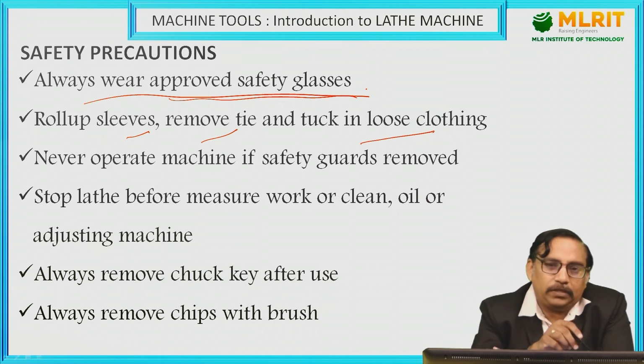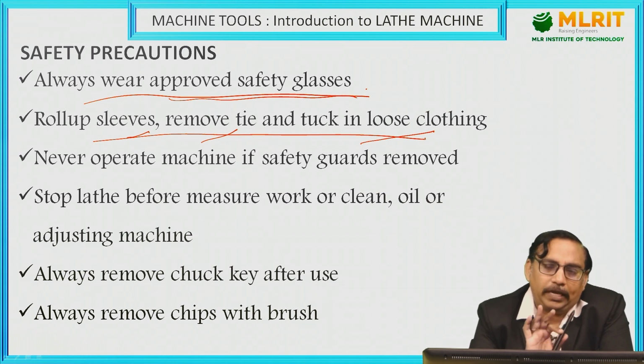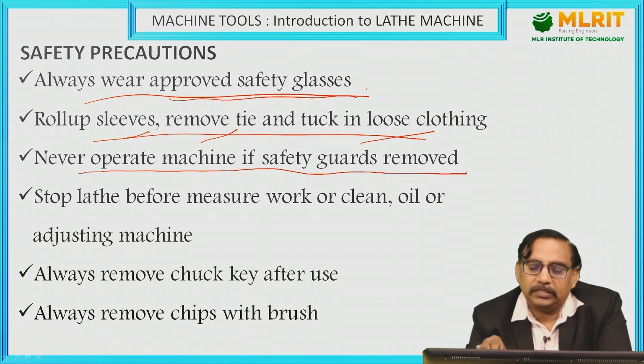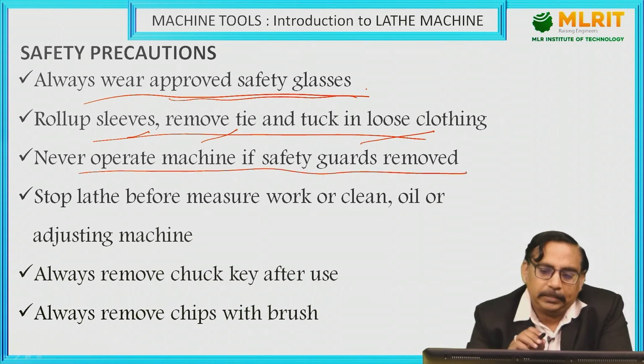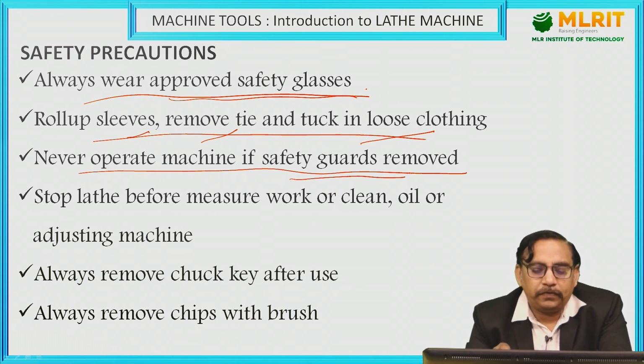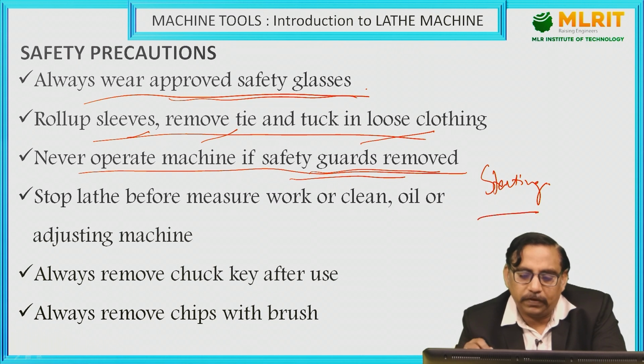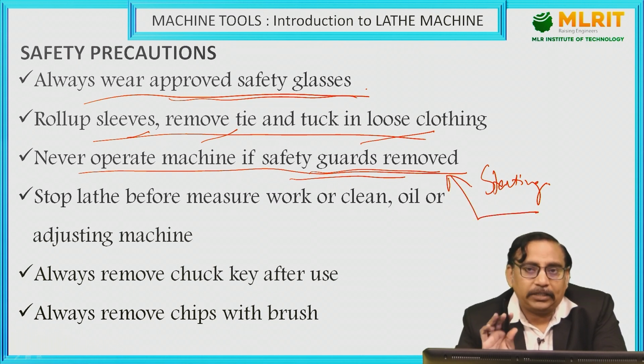So we are not supposed to have any loose parts hanging out of the human body, and never operate a machine if safety guards are removed. Any lathe manufacturing company will provide some safeguards. If someone in your absence has removed the safety guards, you are not supposed to operate that machine. So always remember that while starting a machine for a machining operation, you are supposed to check whether the safety guards are intact or not.